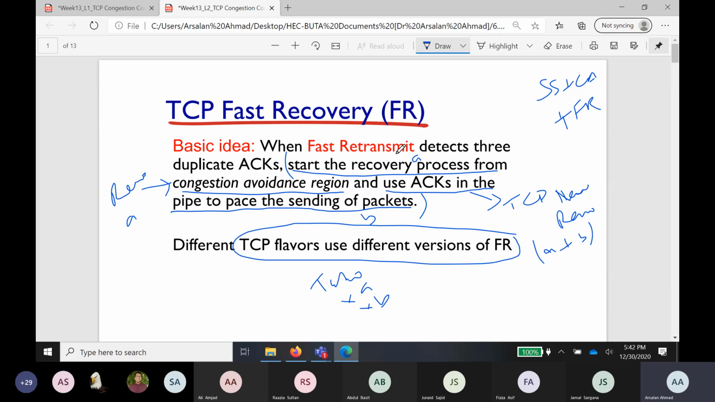When fast retransmit detects 3 duplicate acknowledgements, start the recovery process from the congestion avoidance region. So cut your window size in half and start the recovery process from the congestion avoidance region. Don't take your window size down to 1, right to the bottom, and go to the slow start phase again, but rather do this. This is what Reno does, only the first step, not the second part. We'll come to the second part when we discuss New Reno, but Reno does only the first step.